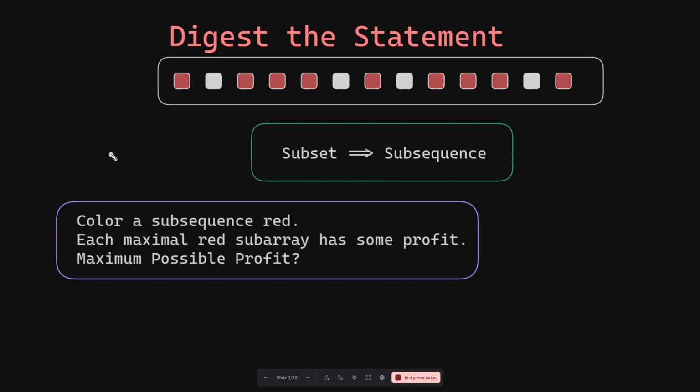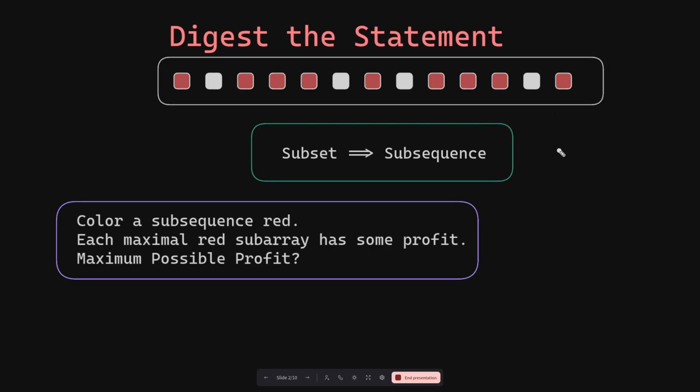So this is the visual representation of the problem. You have colored a subset red and this subarray has a cost that is given to you, and you repeat this summation of cost for all the red subarrays and you will get the cost of this particular configuration.